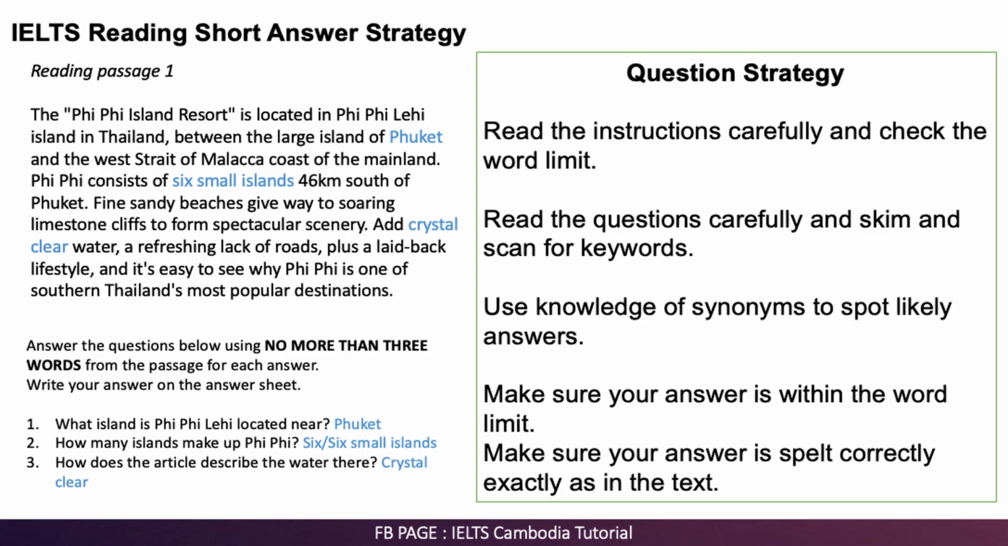Use your knowledge of synonyms to spot likely answers. For example, if there is something that says housing, think of synonyms for that, such as residential. Make sure you answer within the word limit. And make sure your answer again is spelt correctly, exactly as in the text. So that's it really for strategies for answering short answer questions.